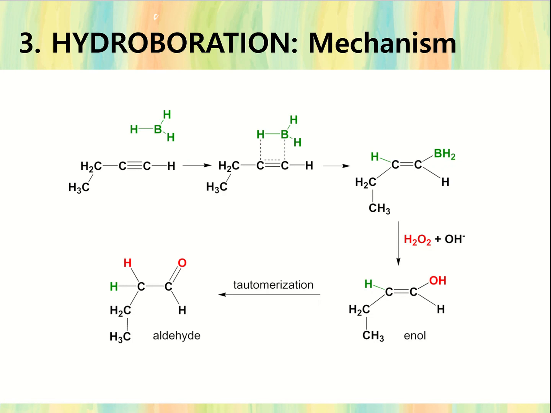And this is the mechanism for this reaction seen here. So as we said before, the boron will attach itself to the least substituted carbon, and the hydrogen will add to the other one in the presence of the hydrogen peroxide and base. We have formation of the enol, and then the enol tautomerizes to our aldehyde.